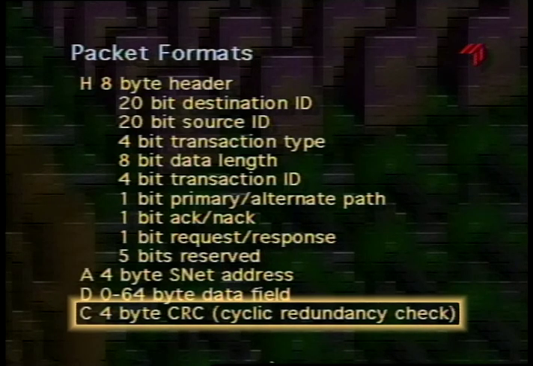And finally, all the packets include a 32-bit CRC that covers the entire packet, including the header and the optional address and data fields. The CRC is checked at each router and destination in the network, and if a fault is detected, we can automatically determine exactly where the packet was corrupted.